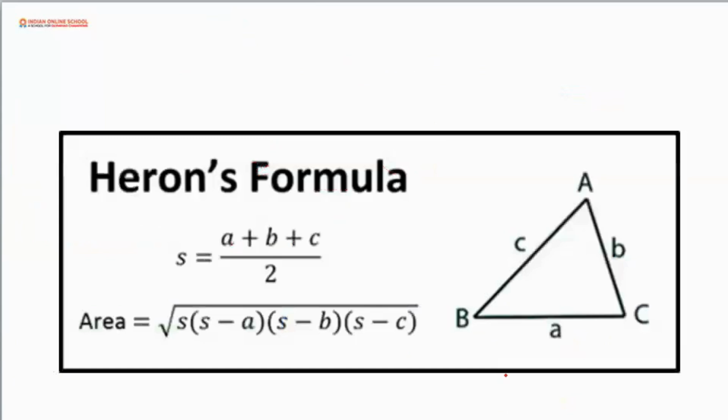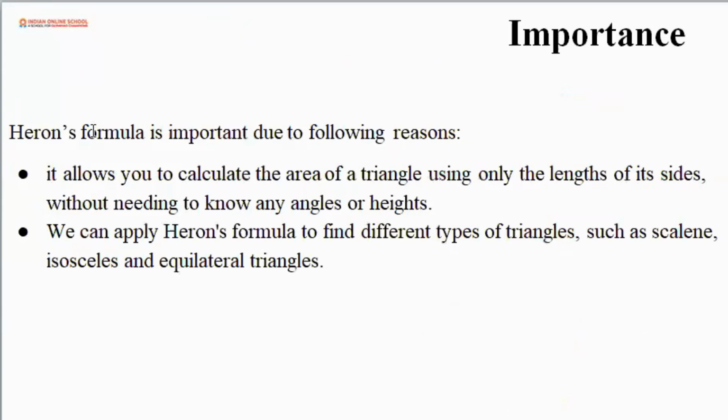Now this is what we call Heron's formula. This Heron's formula allows us to calculate the area of any type of triangle. It doesn't limit us to a right angle triangle only, or an isosceles triangle only. Whatever type of triangle we have, we will be able to figure out its area by using this Heron's formula.